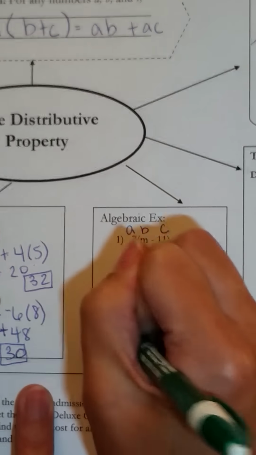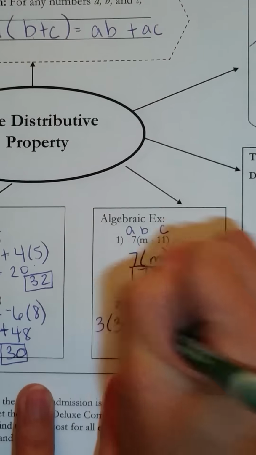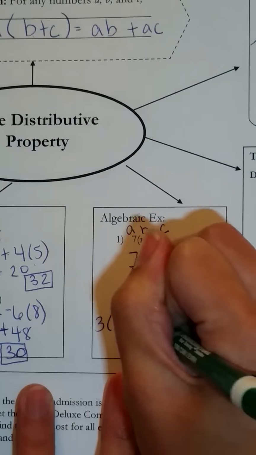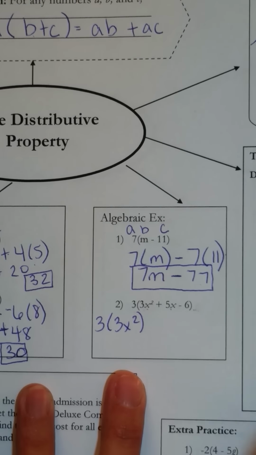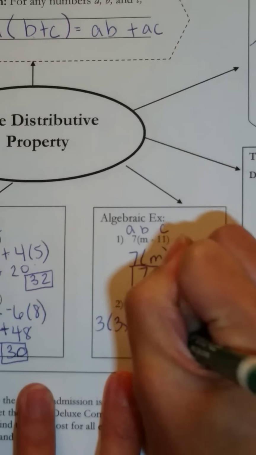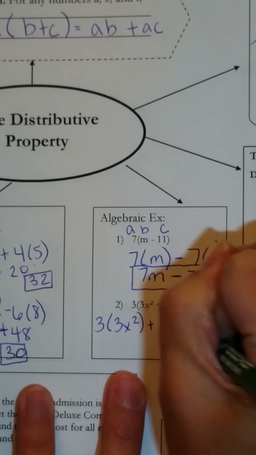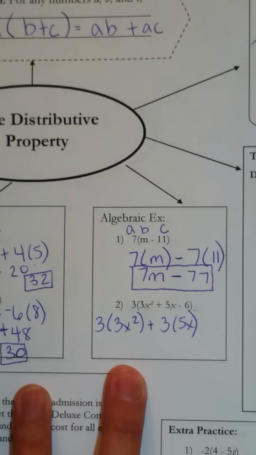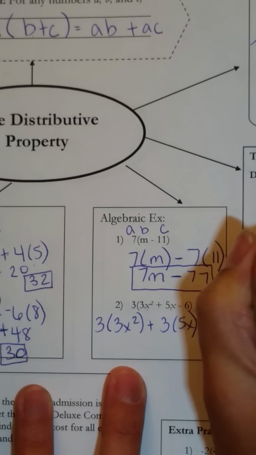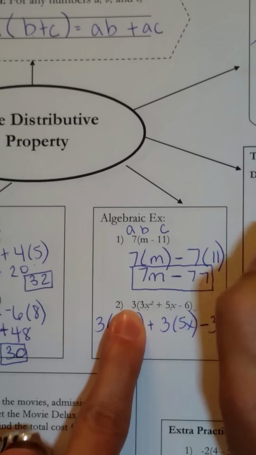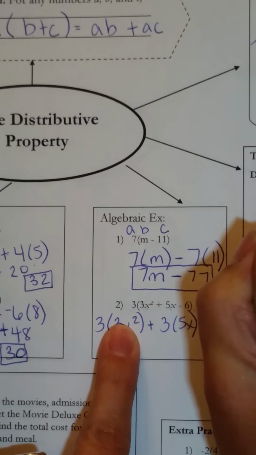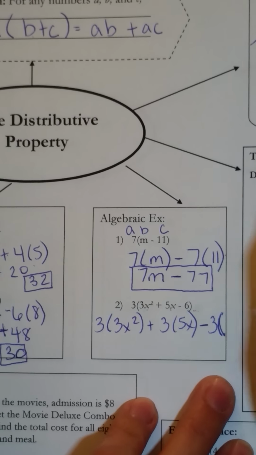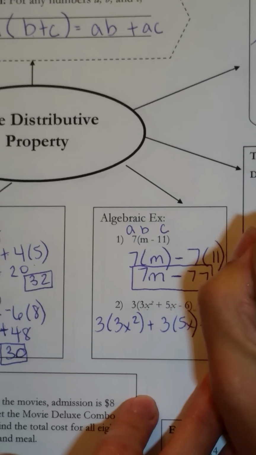So 3 parentheses 3x squared, close parentheses. Now put my plus. Now take my 3 again. 5x, close parentheses. Okay, there's a subtraction. So minus, put my parentheses, or my 3 again. And that's why I moved over, because I was afraid I wasn't going to have enough room. And I'm going to put my 6 right here.